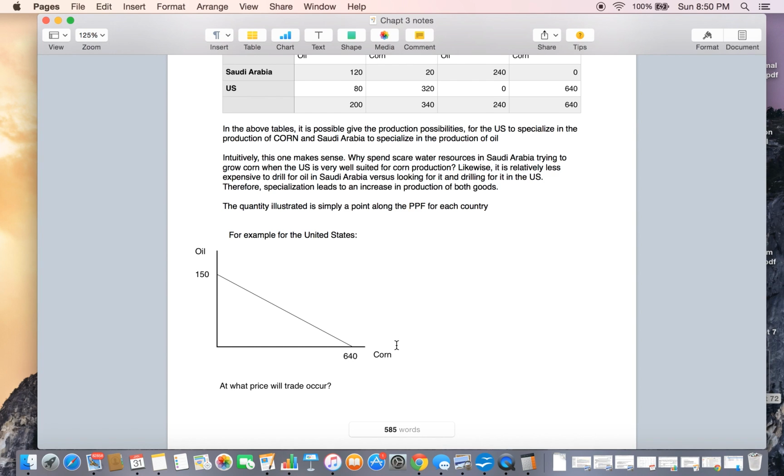And so that high opportunity cost of producing the corn means that they have their absolute advantage in the growing and harvesting of corn.